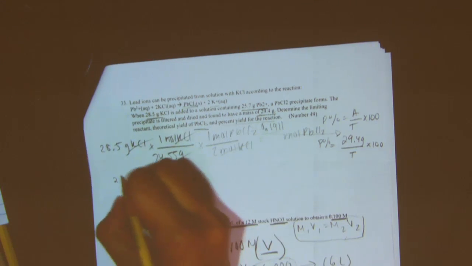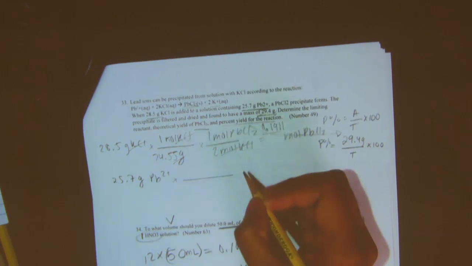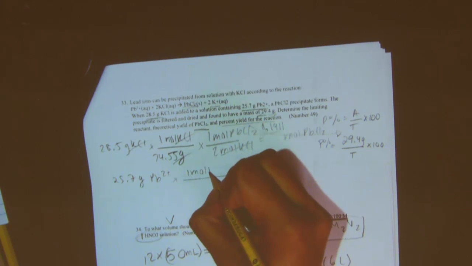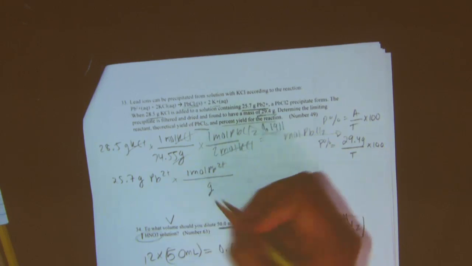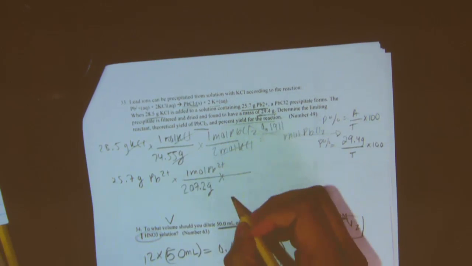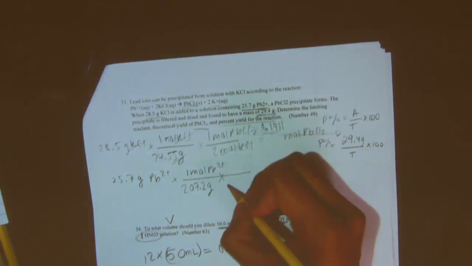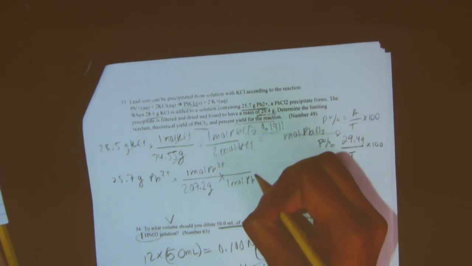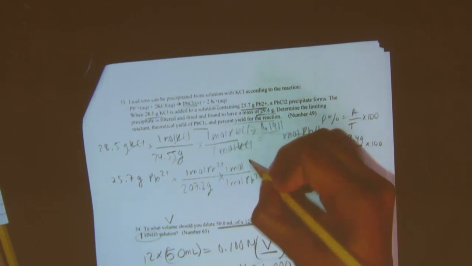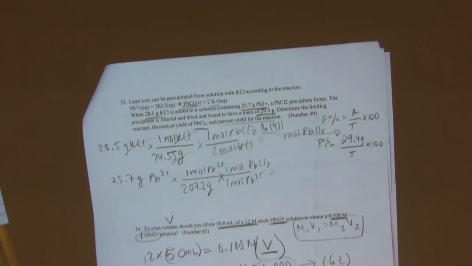Okay, so 25.7 grams of Pb2+ times 1 mole of Pb2+, and the grams of 1 mole of Pb2+ is 207.2. Awesome. There's 1 mole of Pb2+ to 1 mole of PbCl, right? So it's 1 mole Pb2+. Just writing it out so we understand it, but it's basically just times 1. Can someone calculate that for me and tell me what they get?